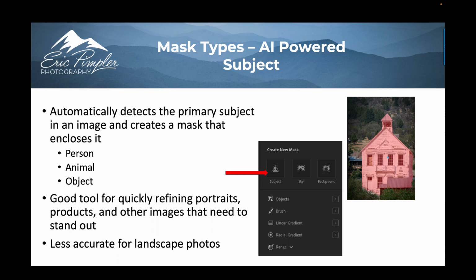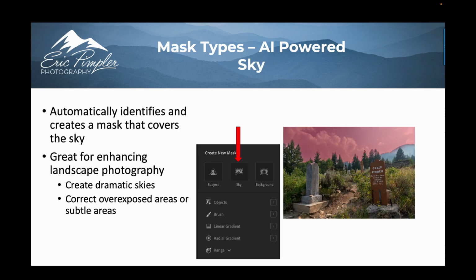It could be a person, it could be an animal, or some type of other object, a well-defined object. So very good tool for quickly refining portraits, products, or other images that need to stand out. So it's very good for situations where you have an easily detectable primary subject. Where it's going to be less accurate is for things like landscape photos. That's not to say that the subject AI-powered mask can't be used with landscape photos, but if you don't have a very well-defined subject, sometimes it can really have difficulties with landscape photos. But like I said, that's not always the case. Sometimes it can detect your subjects in a landscape photo as well.